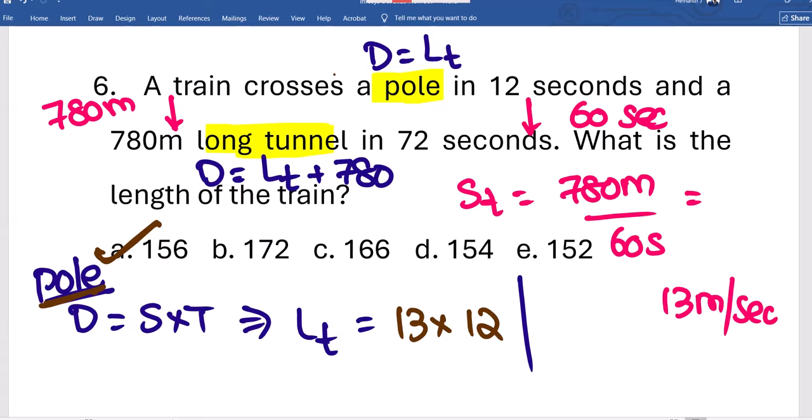So here to here, what's the extra distance? Here to here, what's the extra timing? Mapping, the speed of the train will be obtained. So here the length of the train, so the answer is 156 meters. Time and distance concept.